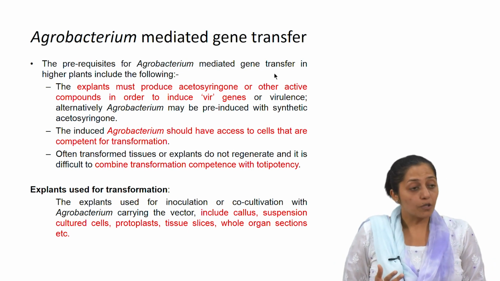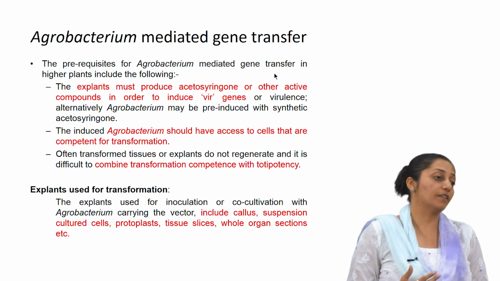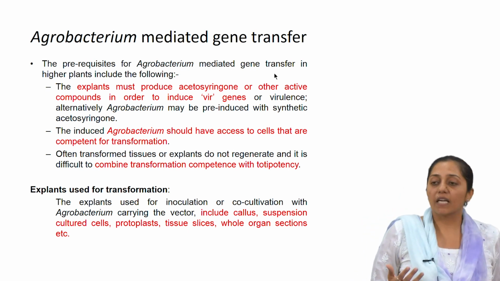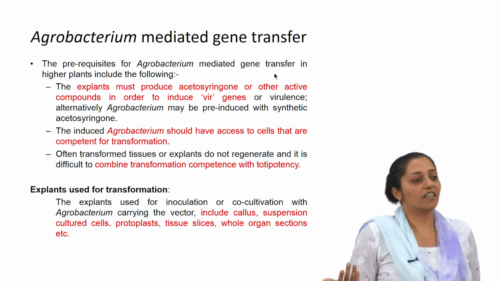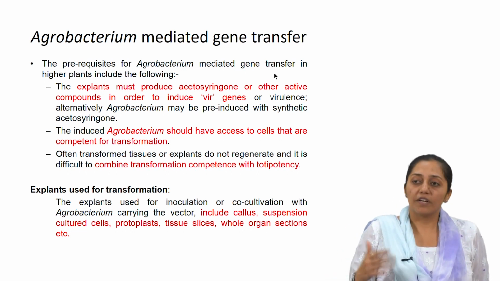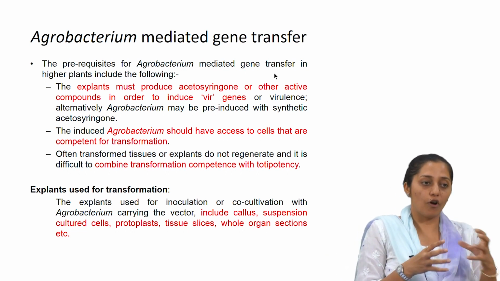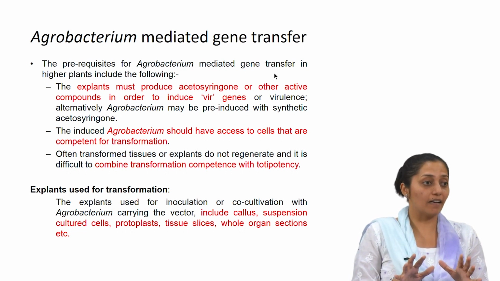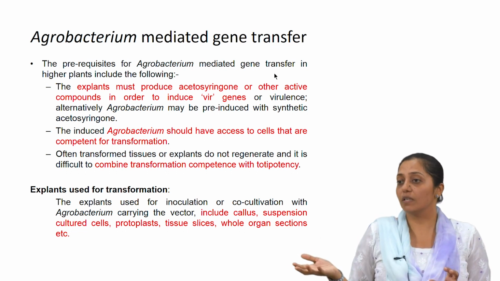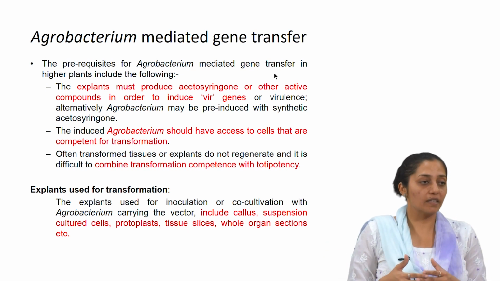Then the Agrobacterium should have access to cells that are competent for transformation. Sometimes it is observed that although transformation is done, regeneration does not happen. For regeneration to happen, you need competent cells for transformation and then totipotency to be maintained in the transformed cells so as to reach the regenerant plant. Which is a difficult task, not that easy.